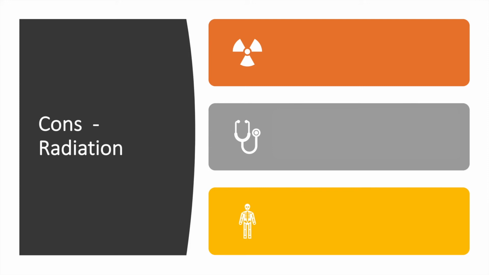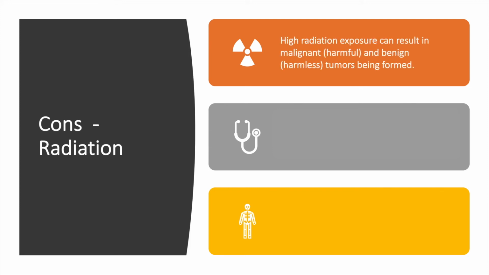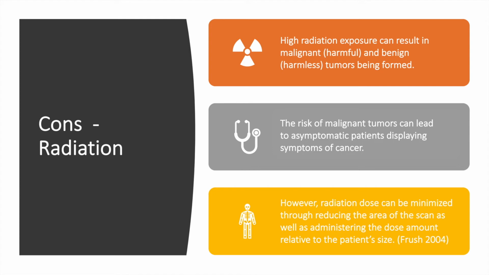So, what if there are high radiation doses? What's so risky about it? Well, the high radiation exposure from high ionizing energy from multiple X-ray tubes can result in malignant and benign tumors being formed. Although incidental findings may be found, the risk of harmful tumors can lead to asymptomatic patients displaying symptoms of cancer. However, radiation dose can be minimized by reducing the area of the scan, not performing a whole-body CT scan, and by also lowering the dose levels relative to the patient's size.